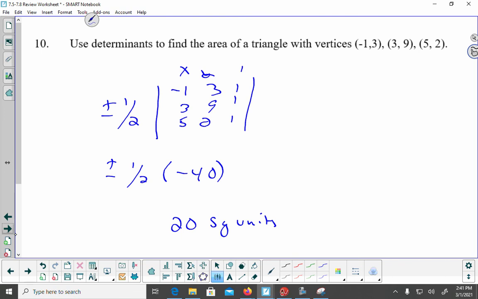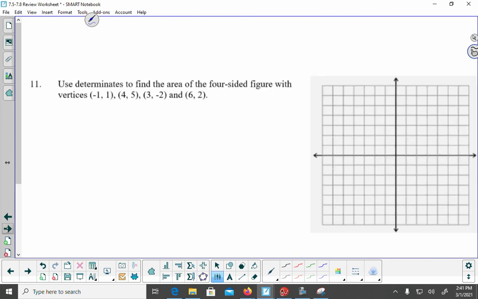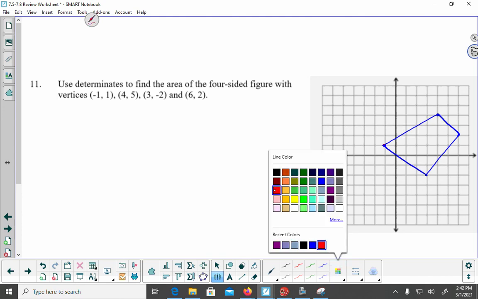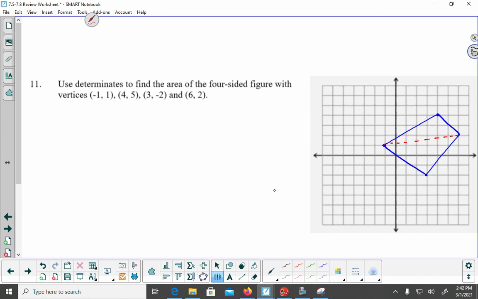And then the last one, it wants you to use the determinants to find the area of a 4-sided figure. So we'll give you graph paper. I strongly suggest you graph it. So there's -1, 1, 4, 5, 3, 2, 3, -2, and then 6. So here's my 4-sided figure. And what I'm going to do to find the area is I'm going to separate it into 2 different triangles. So I just decided to do it like this. Doesn't matter if you do it the other way, but you're going to have different work.